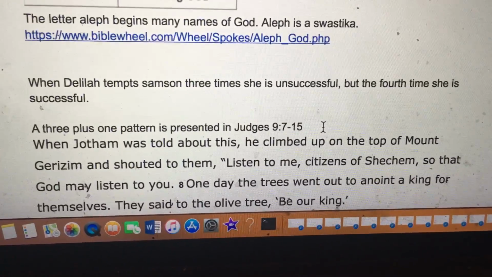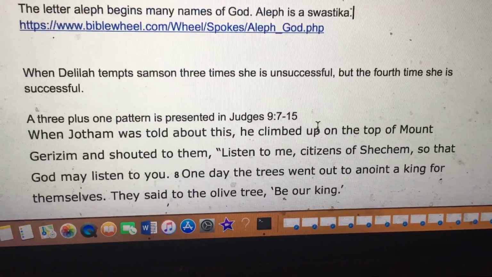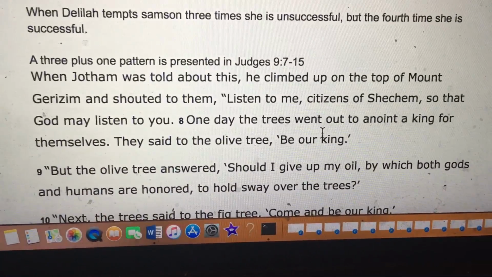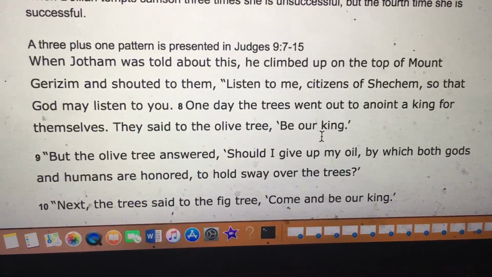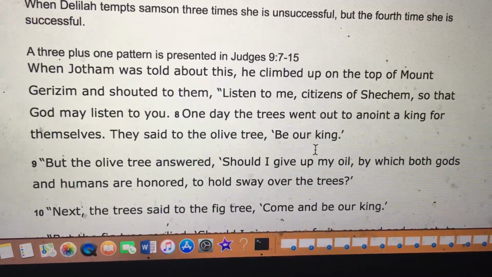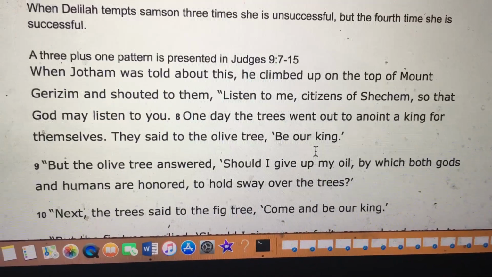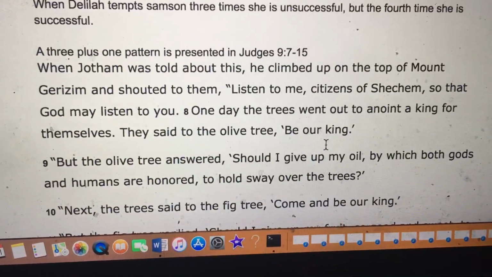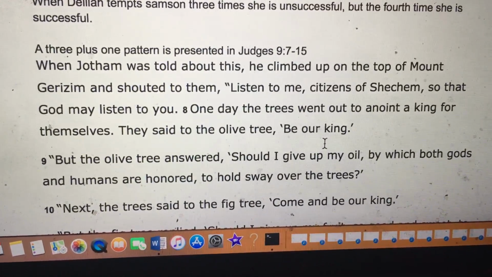When Delilah tempts Samson 3 times, she is unsuccessful, but the 4th time she is successful. A 3+1 pattern is presented in Judges 9:7-15. When Jotham was told about this, he climbed up on the top of Mount Gerizim and shouted to them, "Listen to me, citizens of Shechem, so that God may listen to you."